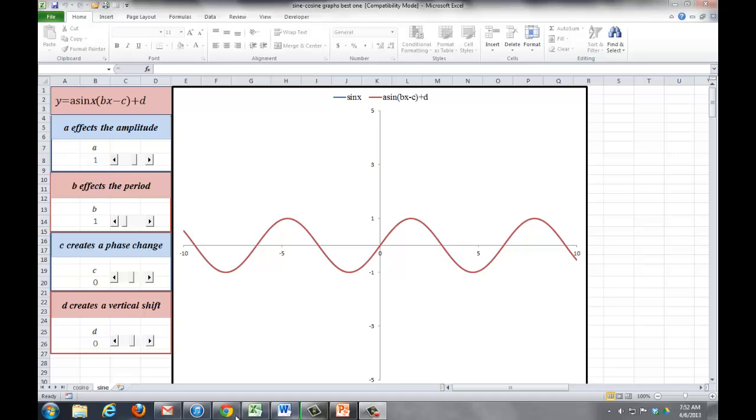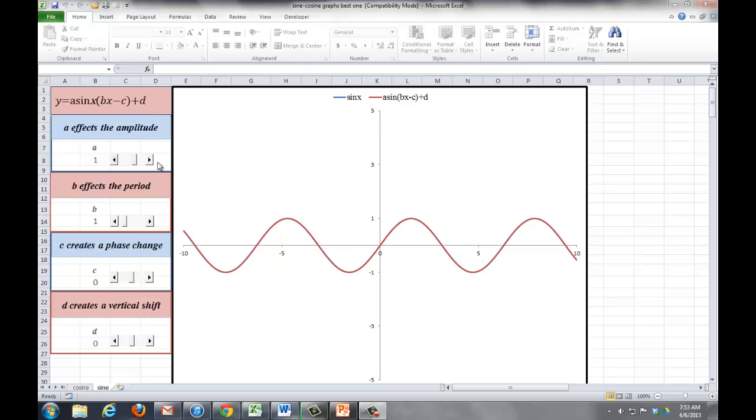Down in the bottom left-hand corner, you can choose either the sine or the cosine graph right here. I have it chosen to sine, so we can look at a sine curve. You're going to see a couple of different graphs here. Right now they're on top of each other, but you're going to see a blue curve and a red curve. The blue curve is the parent function, sine x, and the red one is what we're going to manipulate.